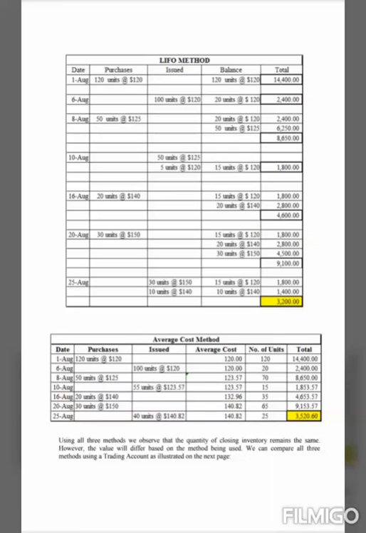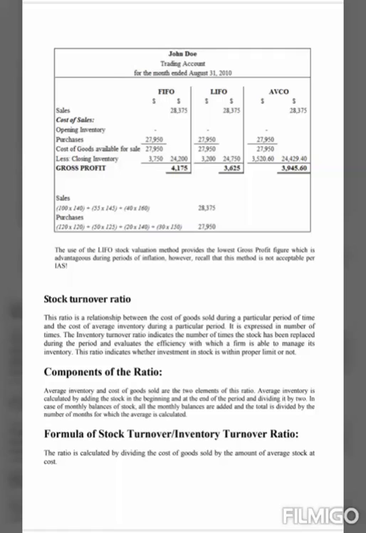Using all these methods, we observe that the quantity of closing inventory is the same. However, the value differs based on the method used. We can compare all three methods of trading. Here is another slide with sales, FIFO, LIFO and AVCO with a small calculation using each method. Sales and purchases, stock turnover ratio.